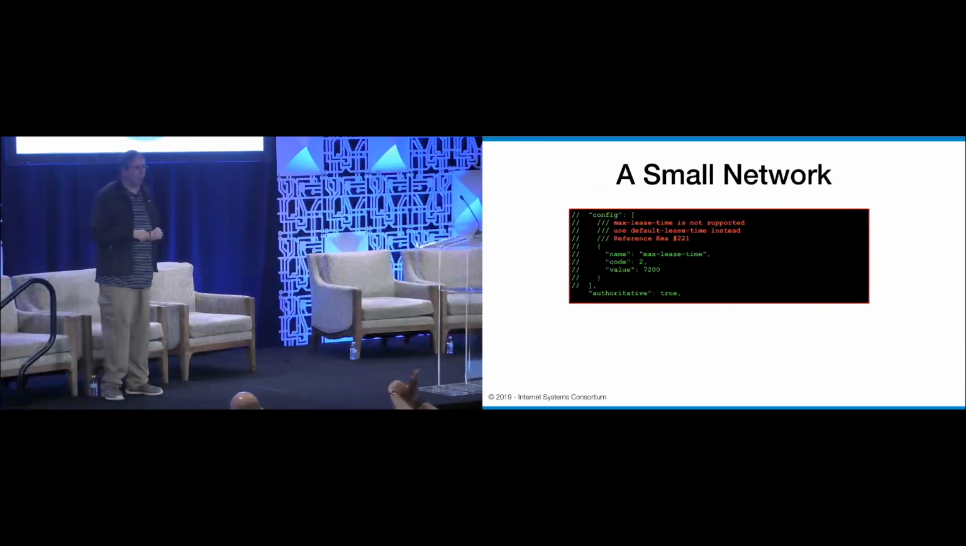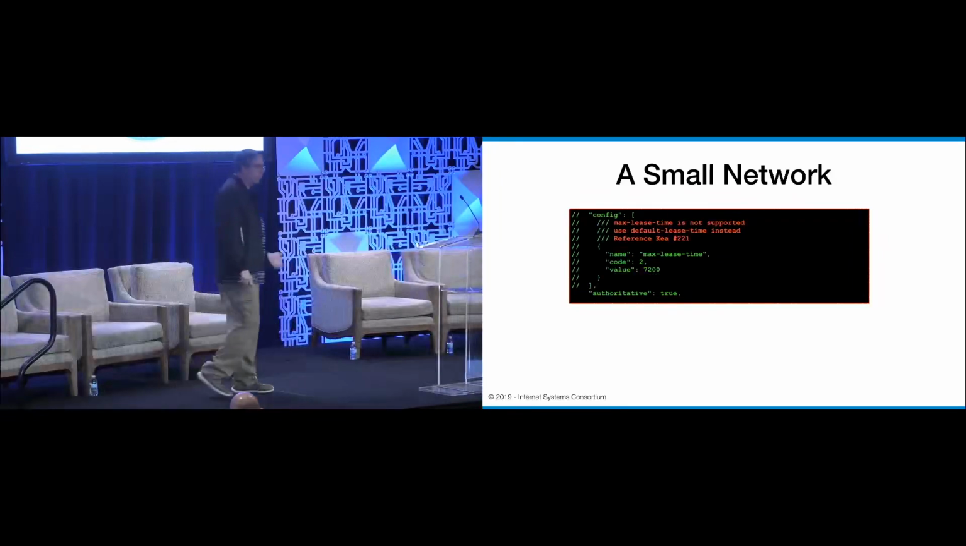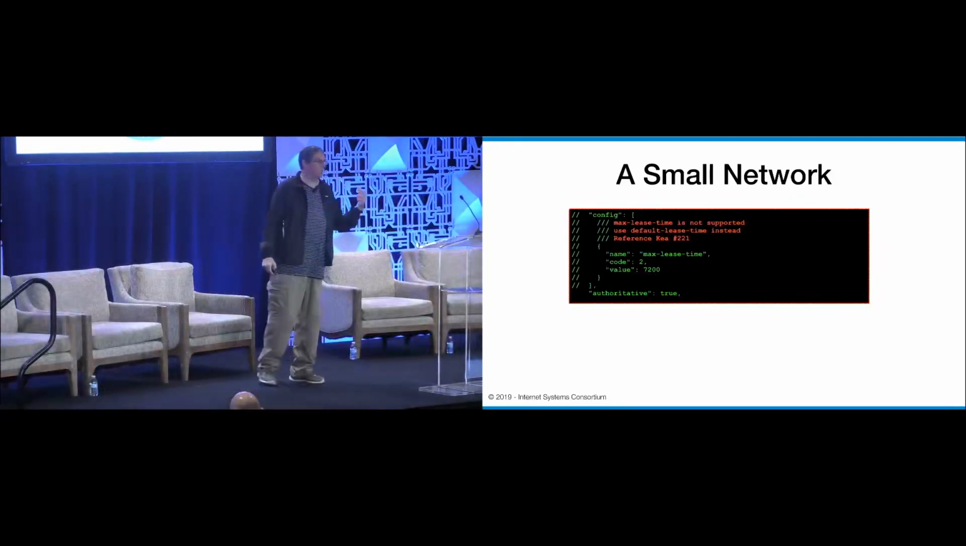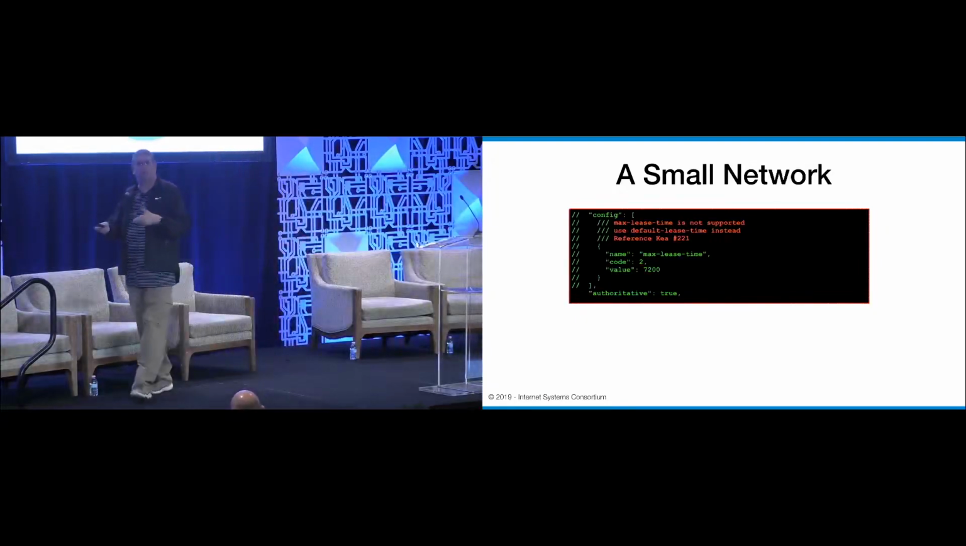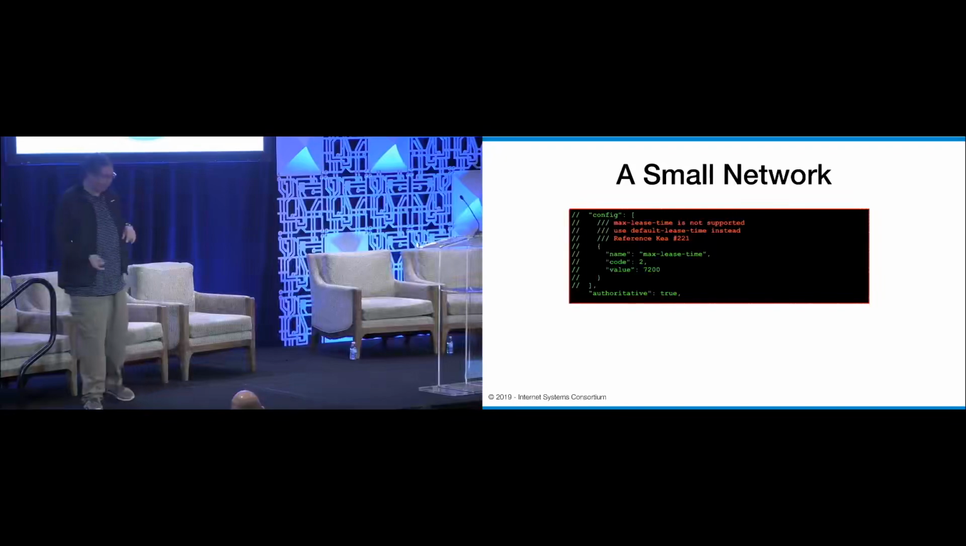Well, I always thought that min lease time, max lease time, and default lease time were just things that you always set in a DHCP configuration. Well, it turns out that when Kea was being worked on initially, that was not something that was able to be modified within the configuration.